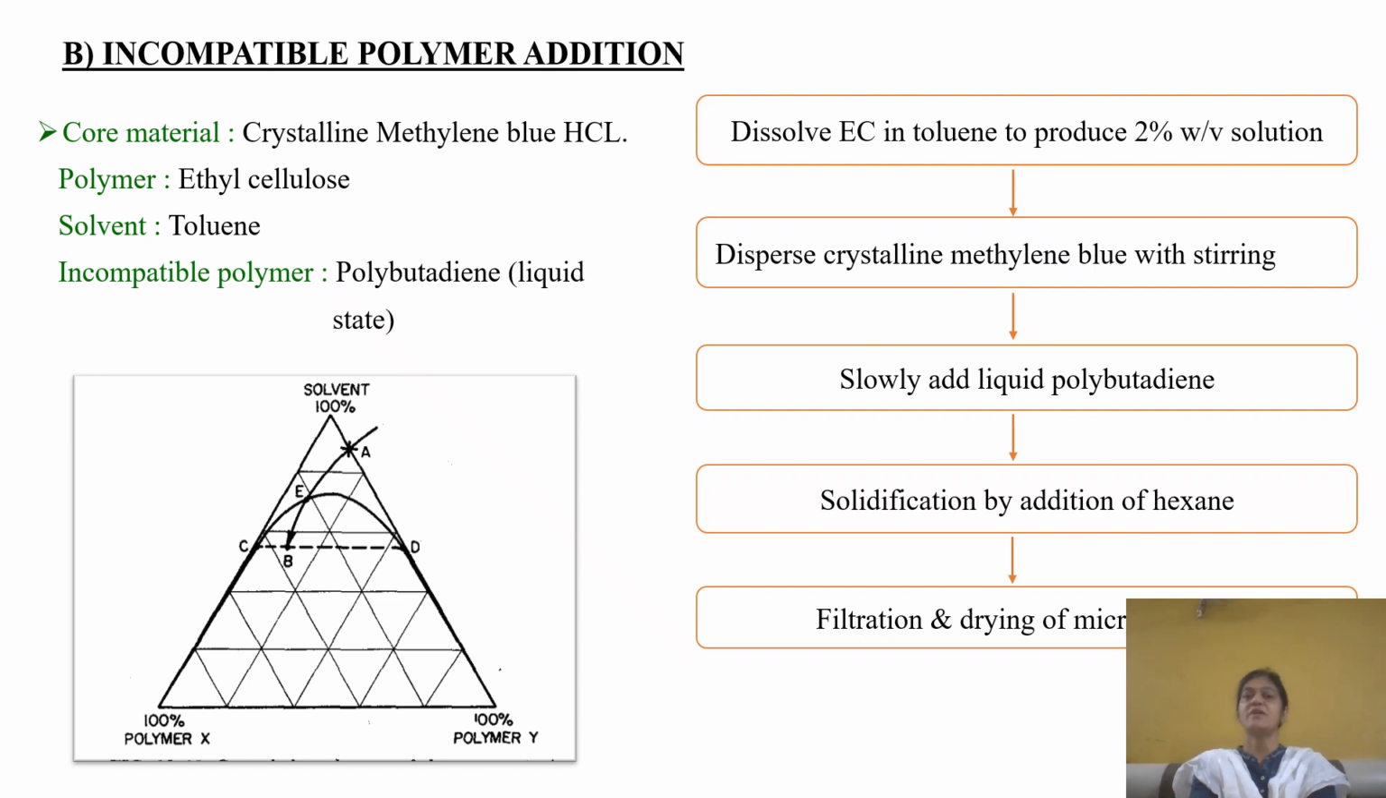So initially dissolve ethyl cellulose in toluene to produce a 2% weight by volume solution. Then disperse here the core material, crystalline methylene blue, with stirring. Then slowly add this polybutadiene, which is in liquid form. Solidification occurs by addition of hexane. Once you add the hexane, there will be formation of microcapsules. So take that microcapsule, filter it and dry it. This is the second method.